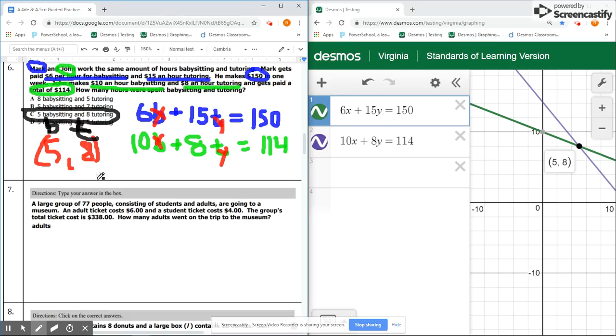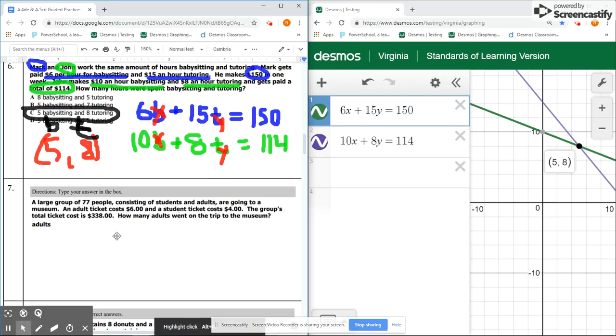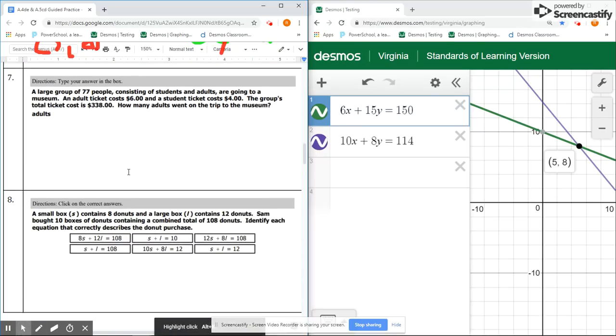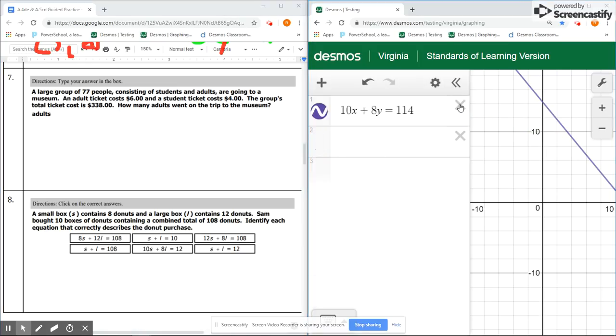All right, number 7. Do we have time? A little bit of time. All right, number 7. Same thing for number 7. We need to set up a system of equations and then solve. So I'm going to help you set it up, and then I'm going to let you type it in and solve it on your own.